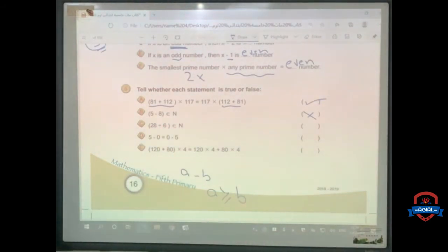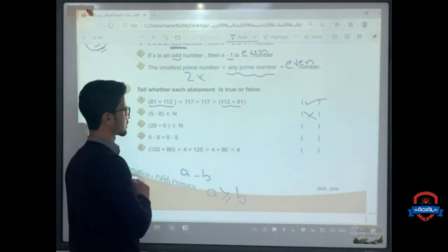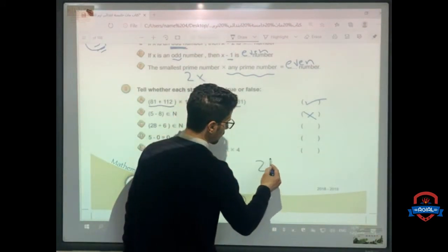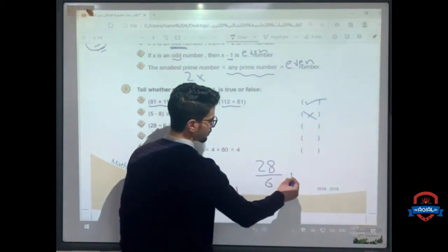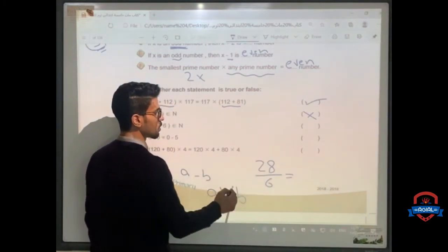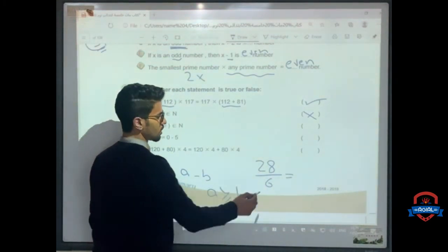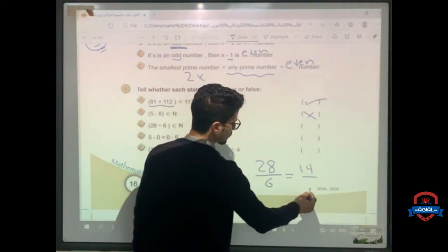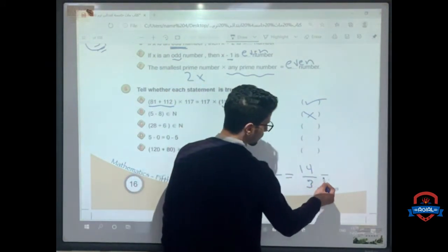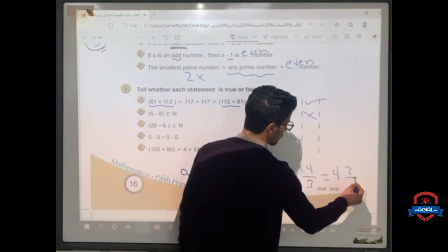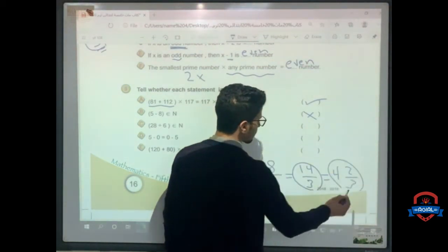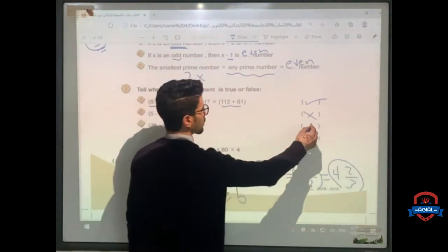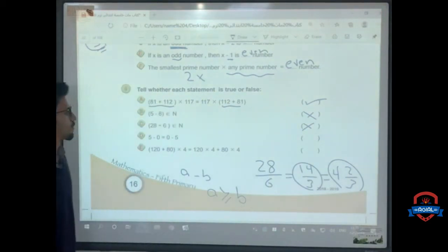And in letter C, we have 28 divided by 6 belongs to the set of natural numbers. Let's check this. 28 divided by 6 equals, we can divide the two terms by 2 because they are divisible by 2. We have 28 divided by 2 equals 14, and 6 divided by 2 equals 3, and 14 divided by 3 equals 4 and 2 over 3. So we have a fraction or a mixed number, and fractions and mixed numbers don't belong to the set of natural numbers, so this statement is false.